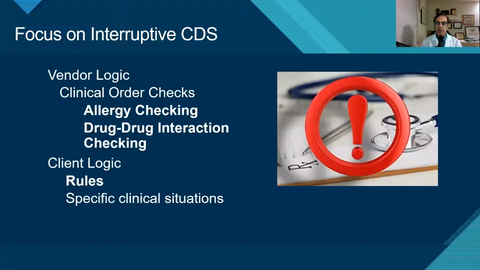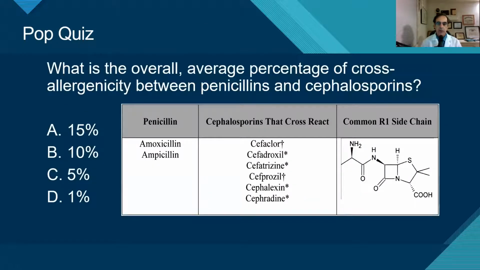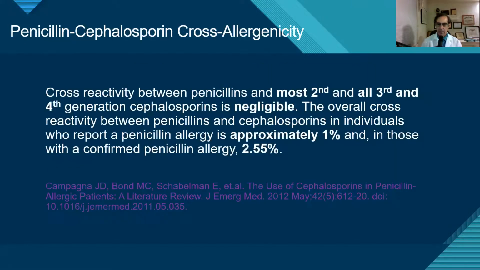Let's focus in on allergy checking, drug-drug interaction checking, and rules. So here's a pop quiz. What is the overall average percentage of cross-allergenicity between penicillins and cephalosporins? Way back when in school, I learned that it could be between 5 and 15%. And in reality, what we're seeing, according to the study, is a much lower percentage, maybe 1%, and with patients with a confirmed penicillin allergy, up to 2.5%.